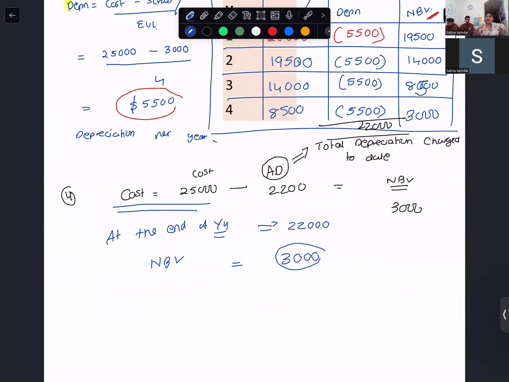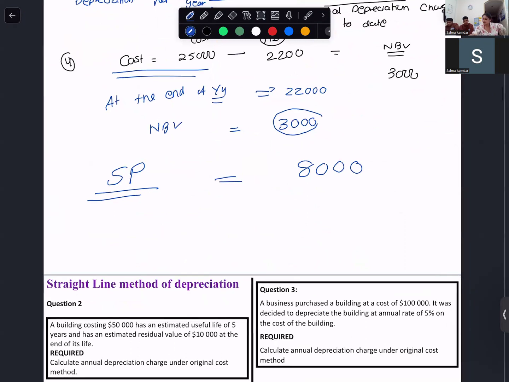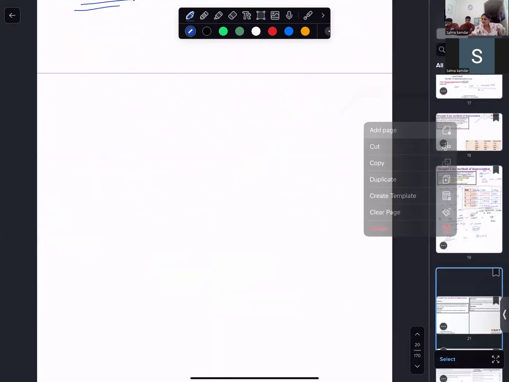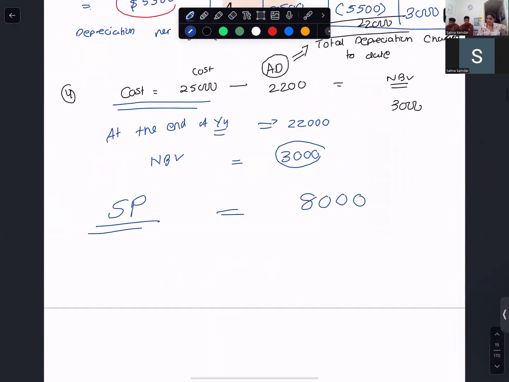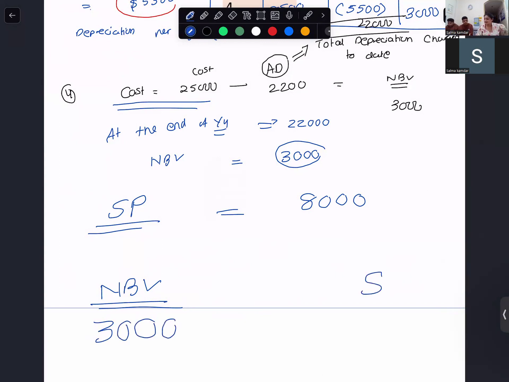If I tell you that I am selling the asset, the selling price of the asset is 8,000. So the net book value of the asset is 3,000, and the selling price of the asset is 8,000.